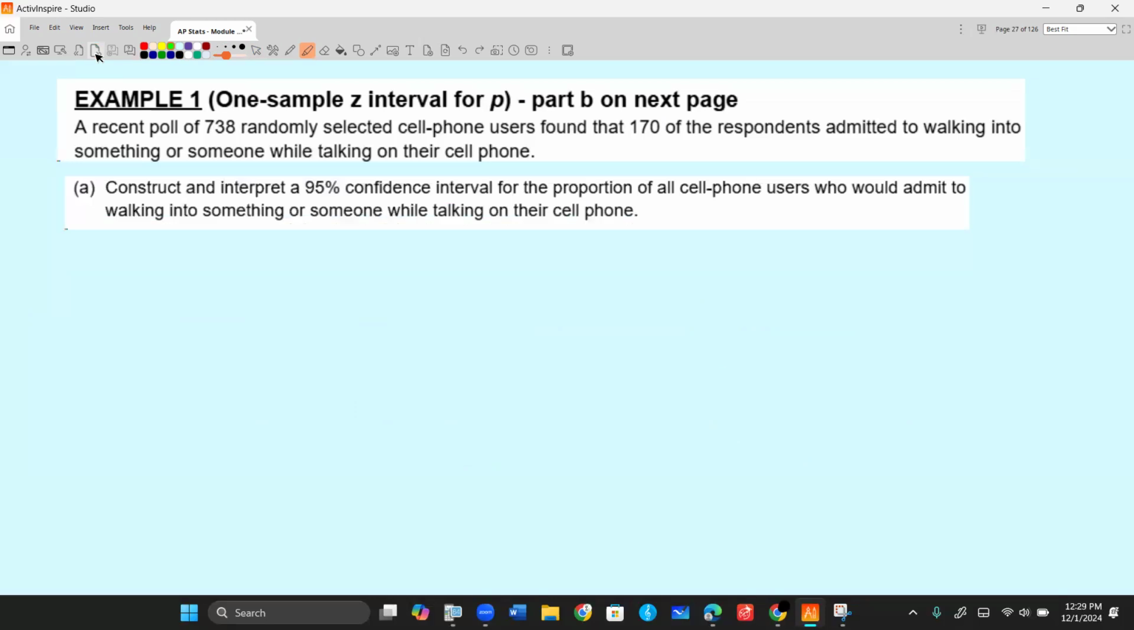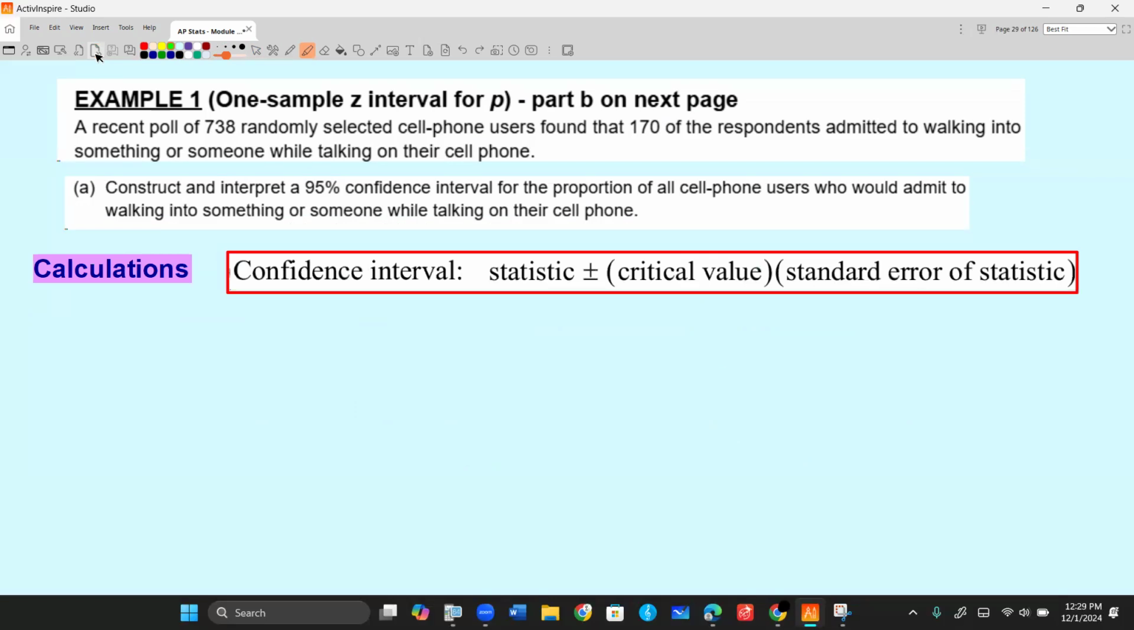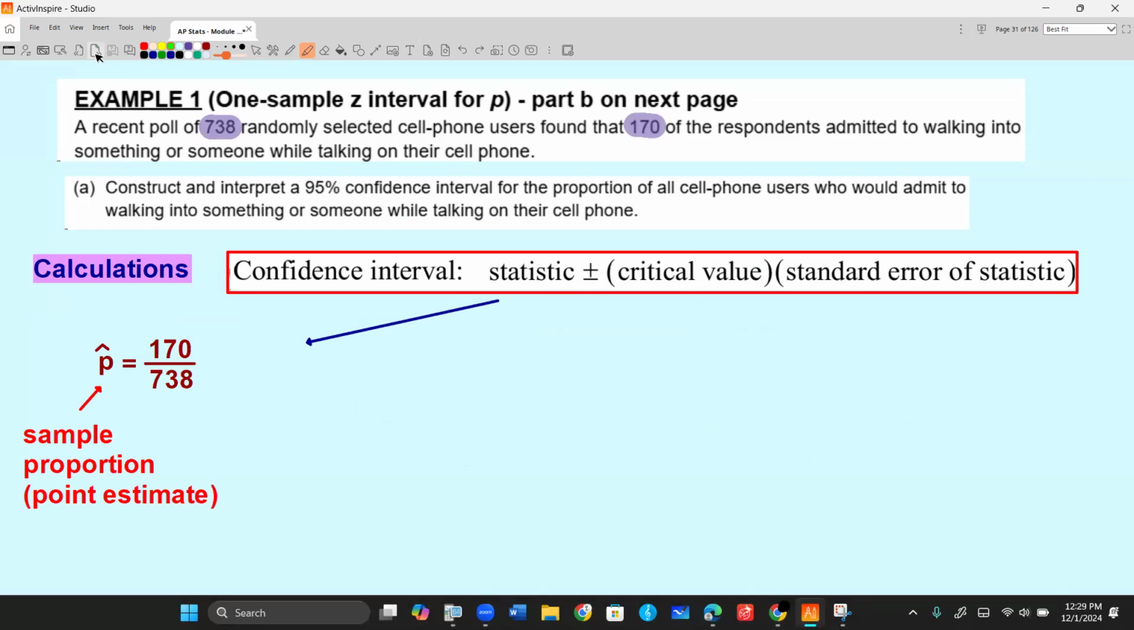The last part is usually the easiest part, and we just want to do the calculations. I say the easiest. It's going to look difficult at first because I'm not going to show you any shortcuts. But for our calculations, remember, we're only given the confidence interval generic formula. And so that first thing, that statistic, is our sample proportion. Well, what are we looking at? We're looking at 170 out of 738. So we're going to divide those in our calculator. We'll get a decimal. You can round it to a few decimal places if you want. I'm going to say that's so close to 23% that I'll just say 0.23.